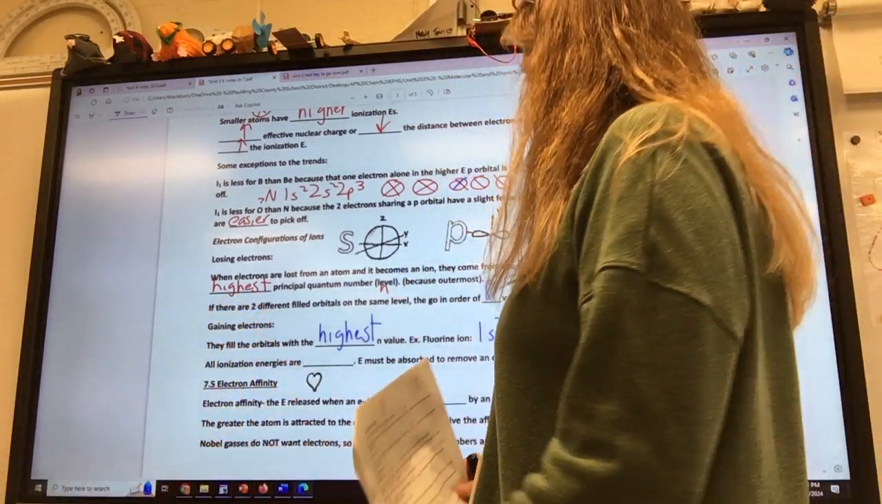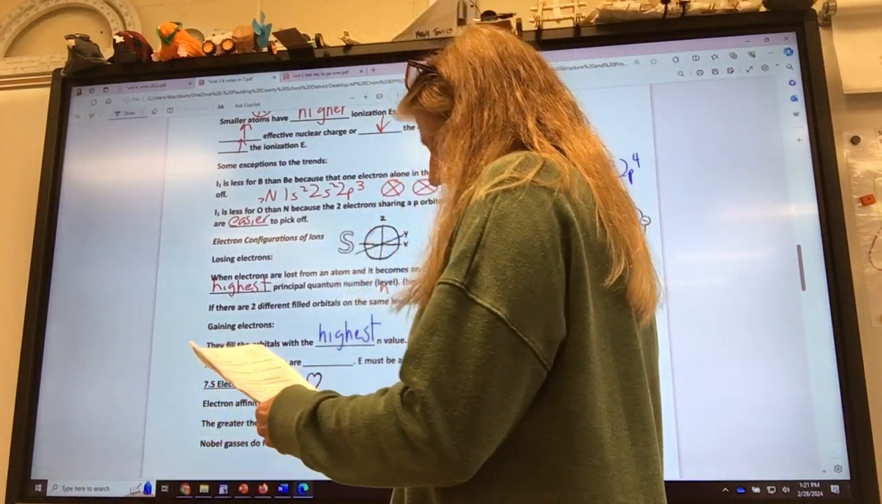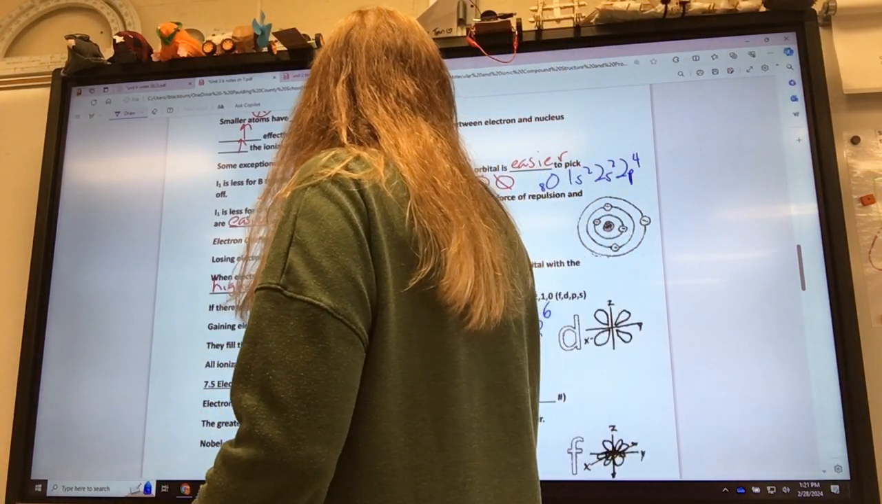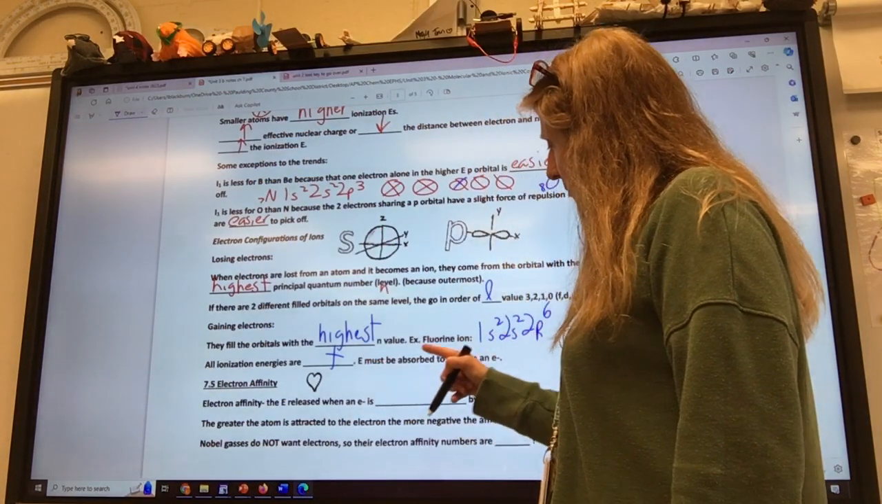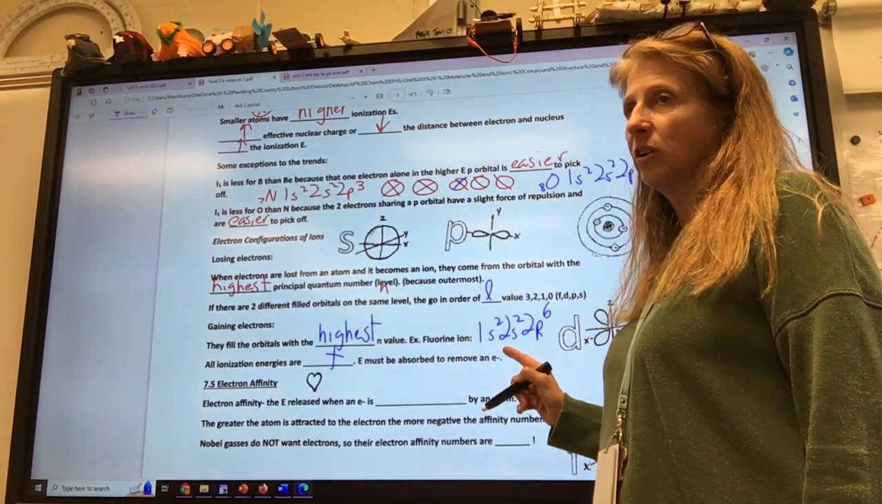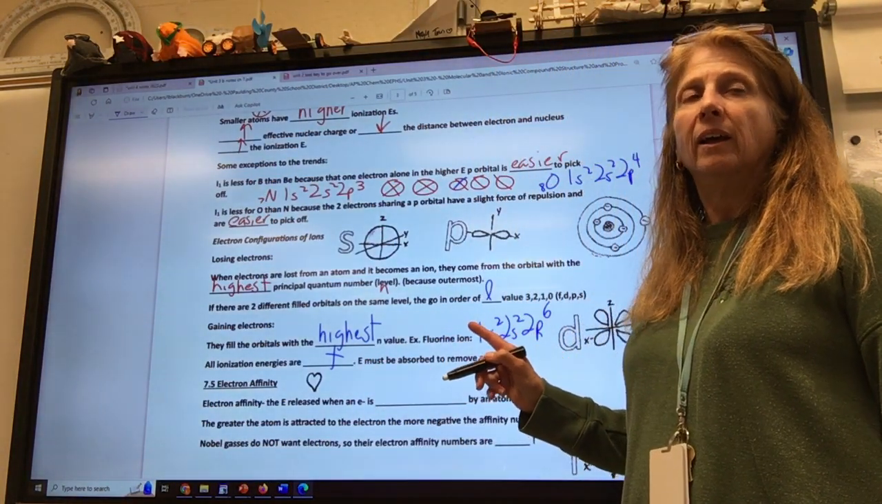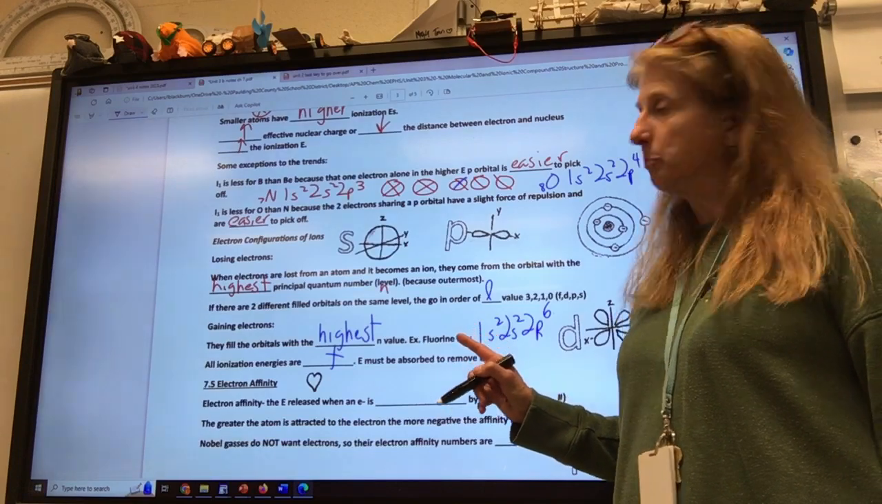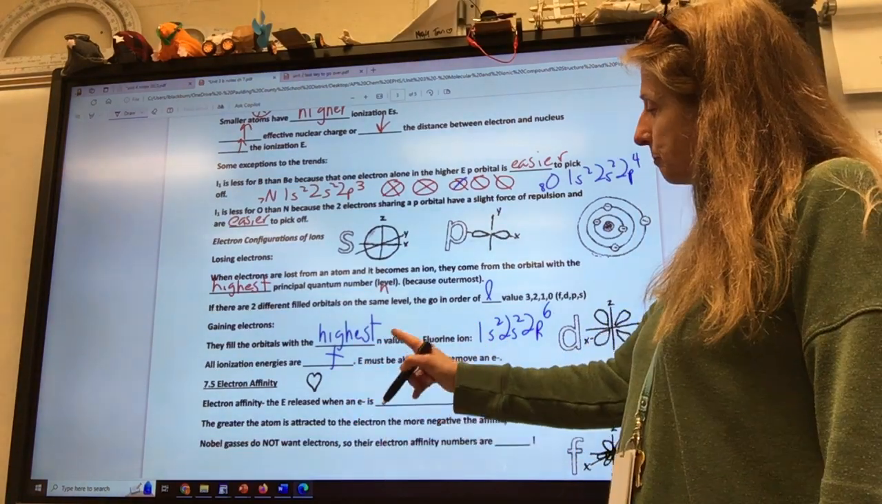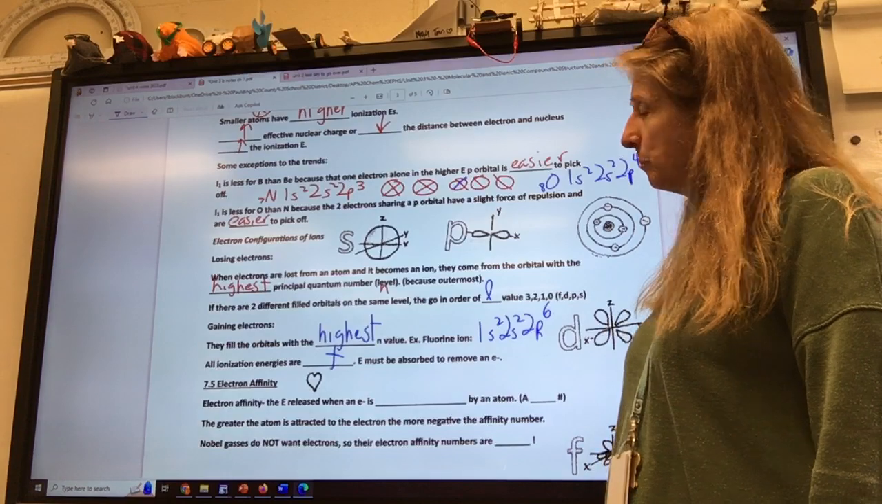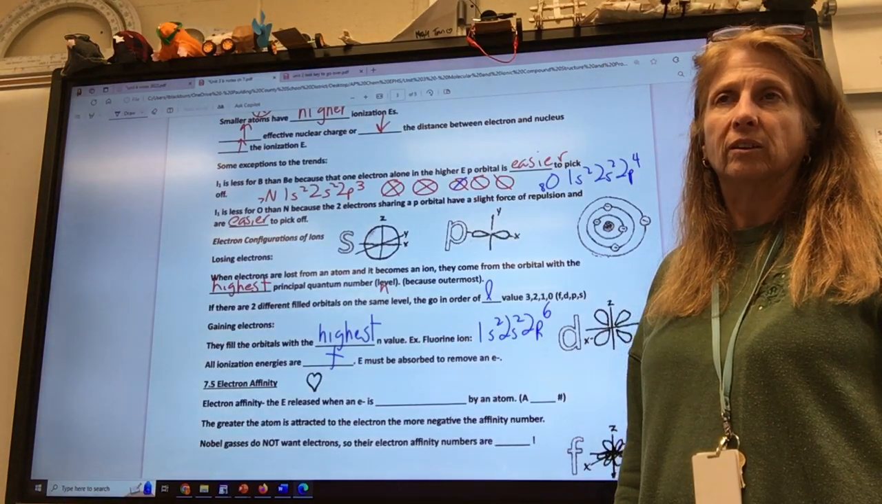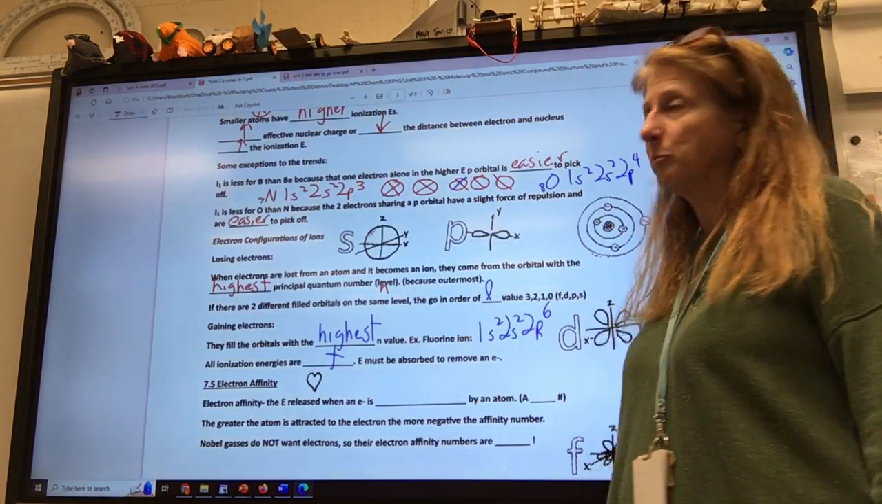All right, next. All ionization energies are positive because energy must be absorbed to remove an electron. So remember how exothermic is negative, endothermic is positive? It's positive because energy must be absorbed to remove an electron. That makes sense? Everybody good still?